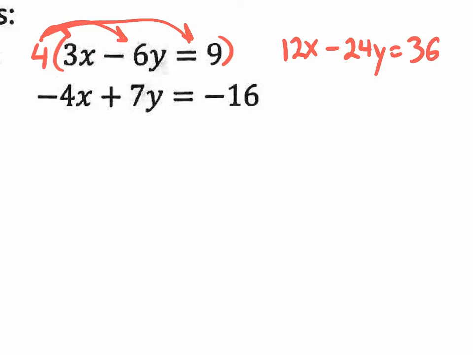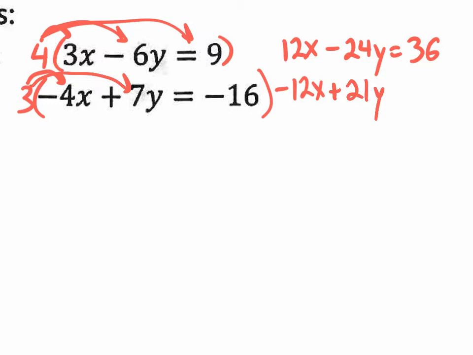And then on the bottom equation, we're going to multiply that whole thing by 3. That way, the 3 times the negative 4 right there is negative 12x. Keep in mind, it has to be the opposite value. If this is 12x, this has to become negative 12x. That's the only way you're going to get the x's to eliminate. Let's continue distributing here. 3 times 7y, that's going to be a positive 21y. And last but not least, 3 times negative 16, that is negative 48.